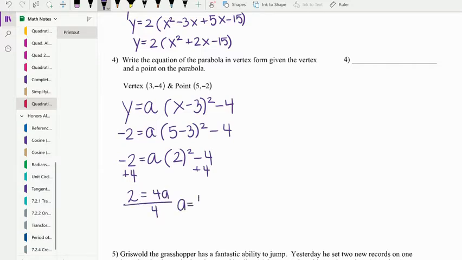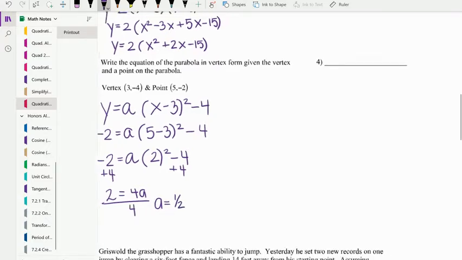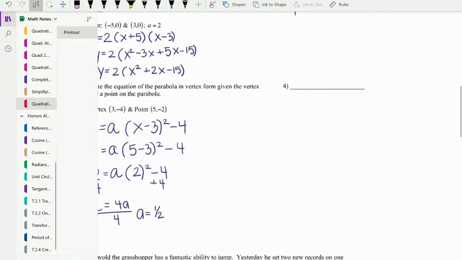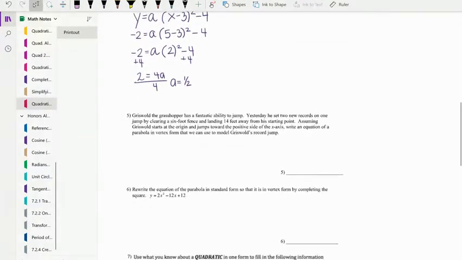So a equals 1/2. So when we write our final answer, we have y = 1/2, and then we already know the vertex form is (x - 3)² - 4. Okay, let's go ahead and move to the next one.